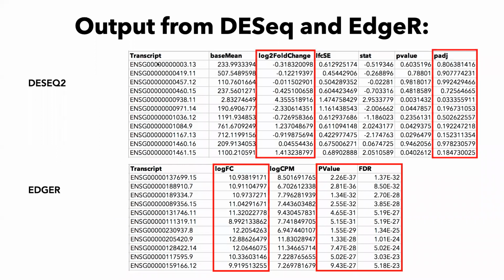So what are these lines, rows right here? These are the genes, right? And then here you have two important places to look for in your output table. The first one is log2 fold change. So what do you think minus 0.3 represents? What do you think this number means?